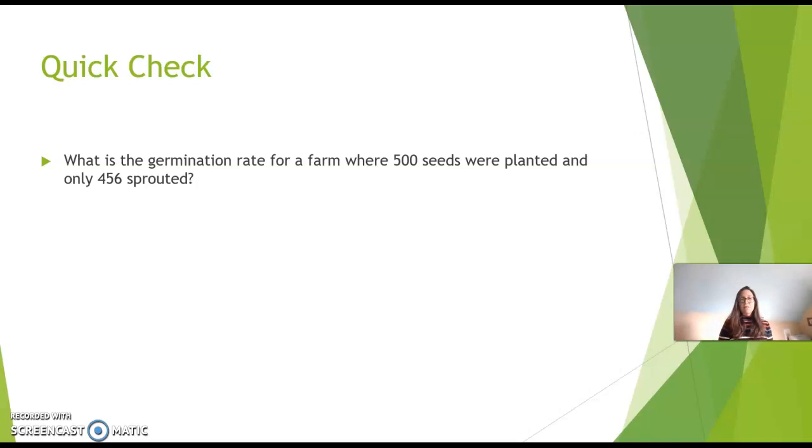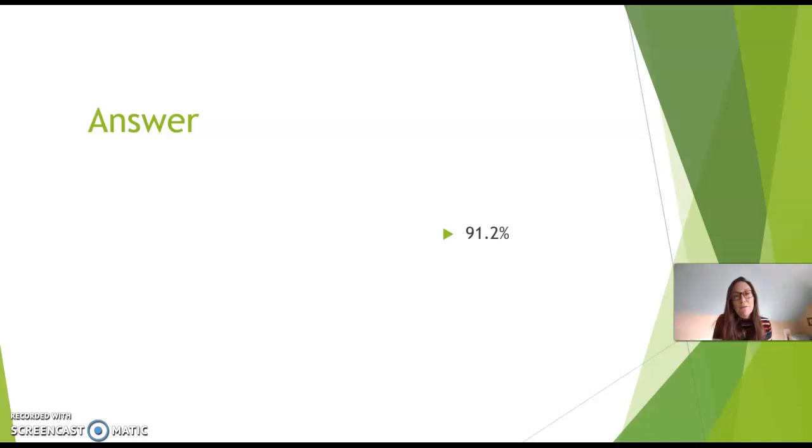So I like to think of this, what do we have? We have 456. What we could have had was 500. So we put 456 over 500 and multiply by 100, and we get 91.2, so slightly better germination rate.